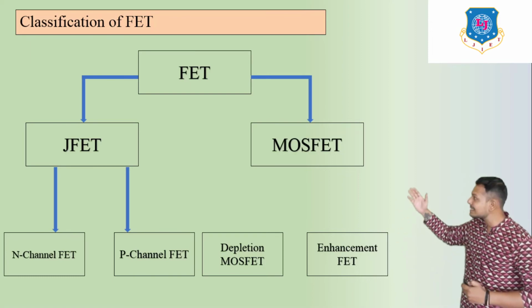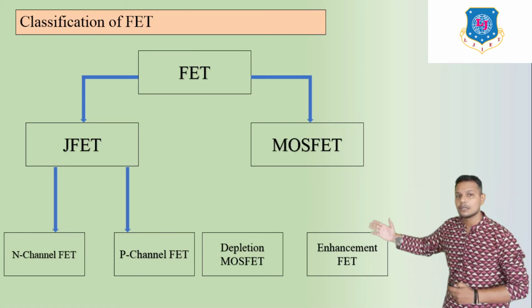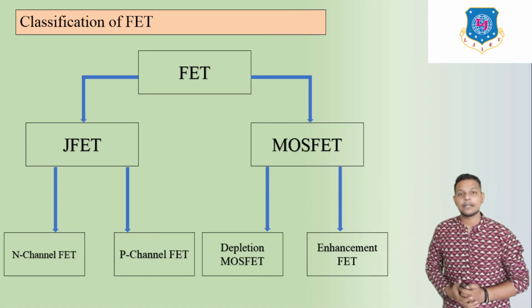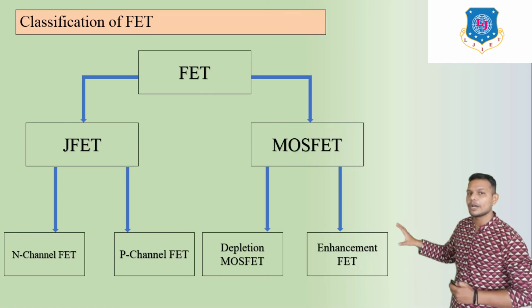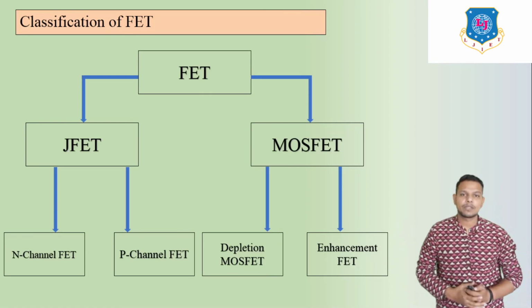Similarly here we can see MOSFET. MOSFET is divided into two parts. One is depletion MOSFET, also called D MOSFET, and another one is E MOSFET, that means enhancement MOSFET.